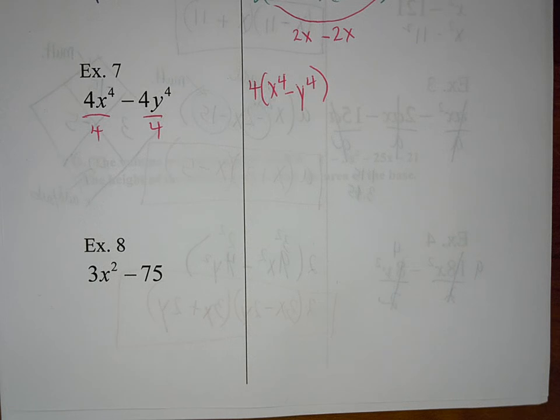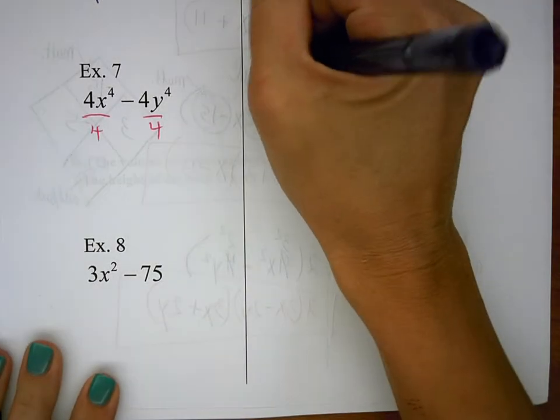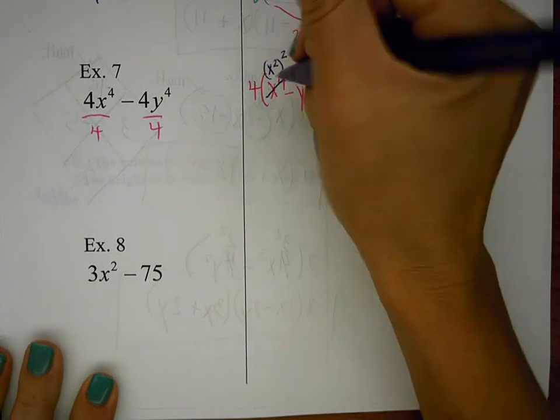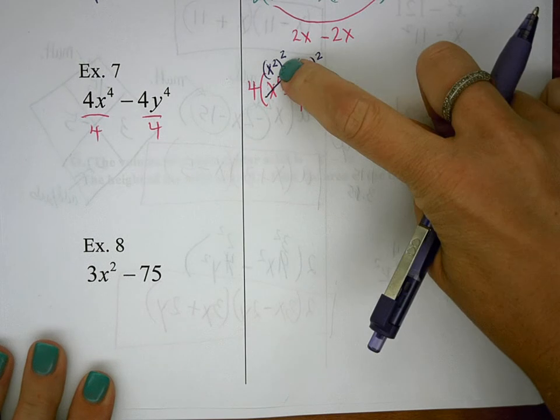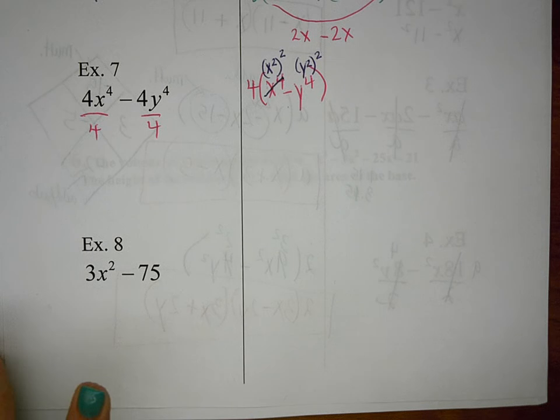X squared, x squared. Okay, this is really x squared squared, right? And this is really y squared squared. 2 times 2 makes 4. Powers to powers, you multiply. Okay? Are we okay with what I have written there?